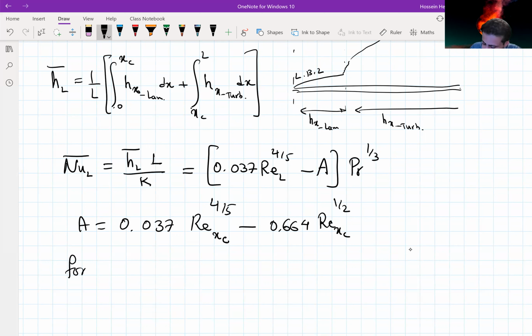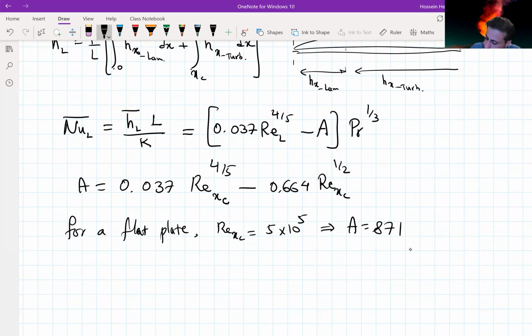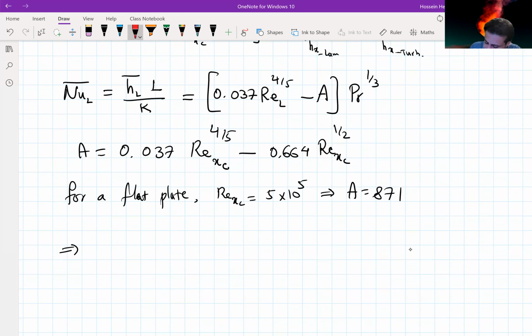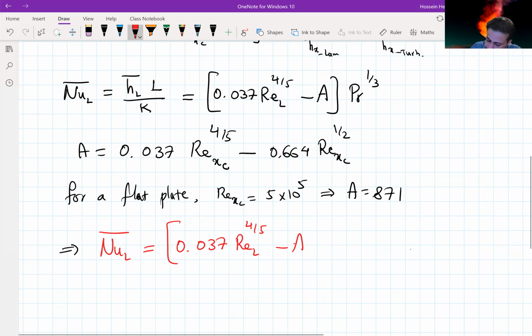Now for a flat plate, as we discussed, this critical Reynolds number is 5 times 10 to the power 5. If you replace that, A is going to be 871. Therefore, the Nusselt number L for a flat plate, if you have a mix of them, is going to be 0.037 Reynolds number L to the power of 5 over 4 minus 871, Prandtl to the power of 1/3.